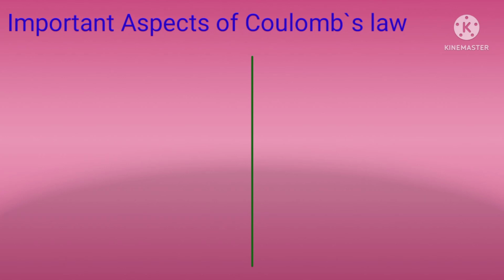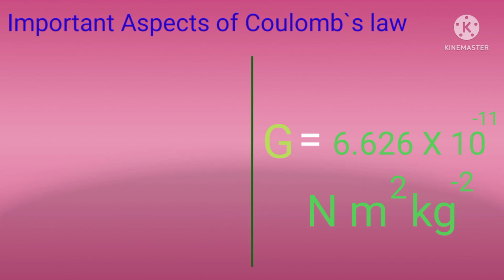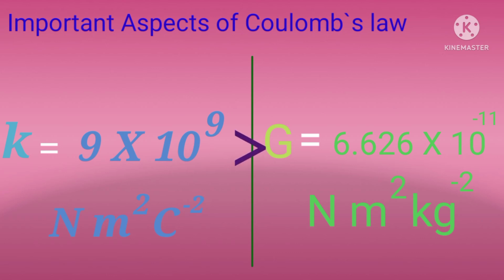The value of the gravitational constant is G equal to 6.626 into 10 power minus 11 Newton meter square kilogram raised to minus 2, whereas the value of constant K in Coulomb's law is 9 into 10 power 9 Newton meter square Coulomb raised to minus 2. Since K is much greater than G, the electrostatic force is always greater in magnitude than gravitational force for smaller size objects.